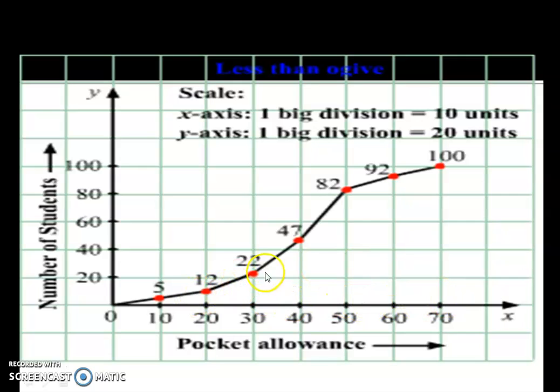Once you have plotted the points, you will join the points freehand. Don't use a scale. You will join the points with freehand, and that is how we construct a less than ogive. I hope it is clear.